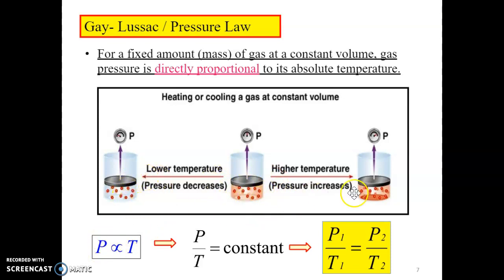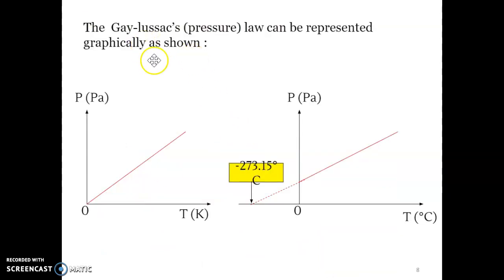If you notice, all these volumes are the same, but if the temperatures are different, the pressure will also be different. So moving this T to the left, we're going to have P over T is equal to constant, and if we have two conditions, P1 over T1 is equal to P2 over T2. And this is the graph from this equation, the graph of P against T.